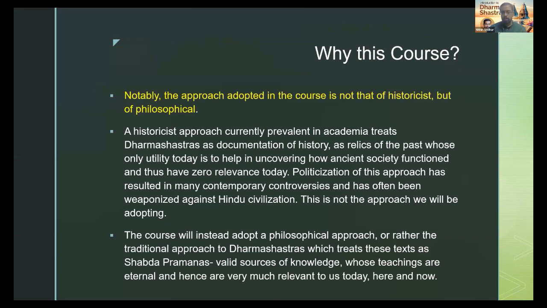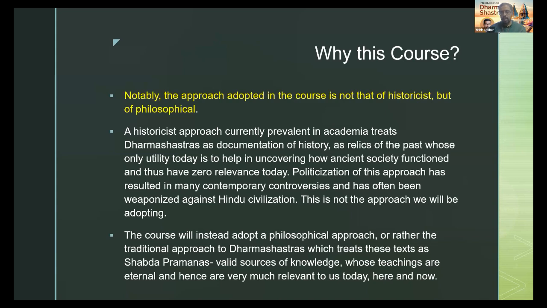See, these are all products of a historicist approach to our Hindu texts, a completely problematic approach, which perceives the text as relics of the past, whose utility has gone away. Their utility was there at that time, no longer today. Whose only utility today is to help uncover how the ancient society functioned. Like how you exhume a dead body and then study it on the table. That is what we want to do to our texts by this historicist approach.